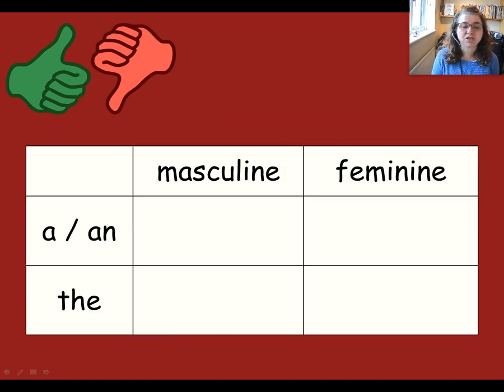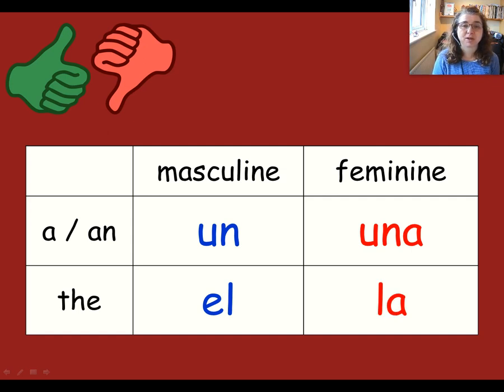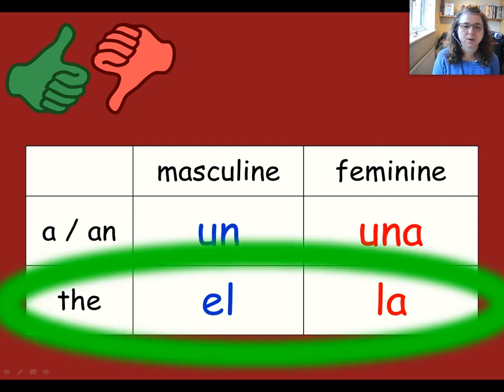Remember that we learned, didn't we, that the indefinite article, a or an, is un for masculine nouns and una for feminine nouns. If we want to say the, though, which is the definite article, for masculine nouns we need el, and for feminine nouns we need la. Remember, we can remember which is which because la ends in a like so many other feminine words. We're going to be using these definite articles el and la today.